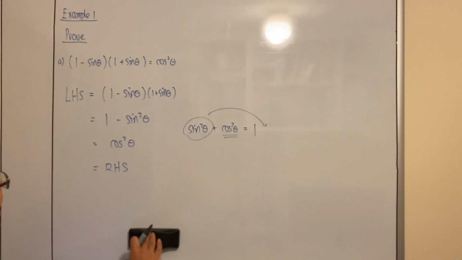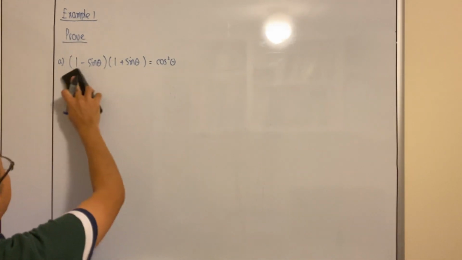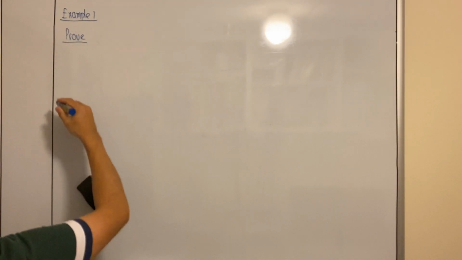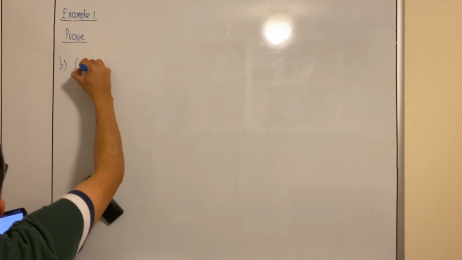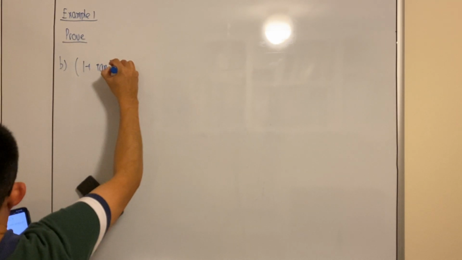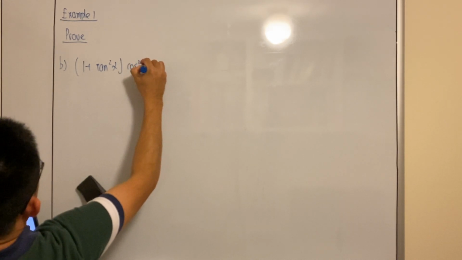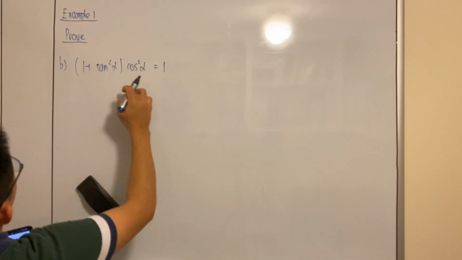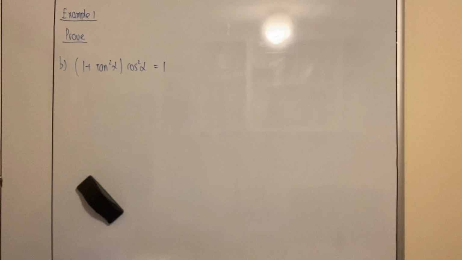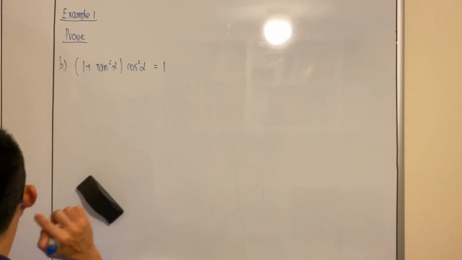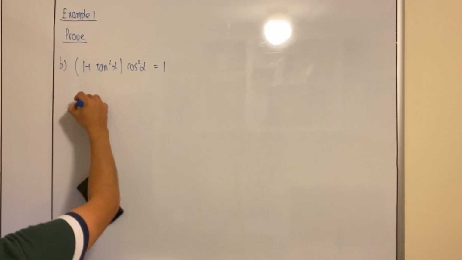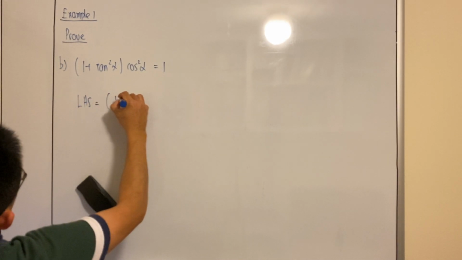All right, okay, so let's do another one. Another easy one here. 1 plus tangent squared alpha times cos squared alpha is equal to 1. All right, so you're going to prove that the left-hand side is equal to the right-hand side, which is 1. Now you are not going to start from the right-hand side, okay? It's only equal to 1. No way you can start from the right-hand side and prove it. It's just too complicated. So I am going to start from the left-hand side.